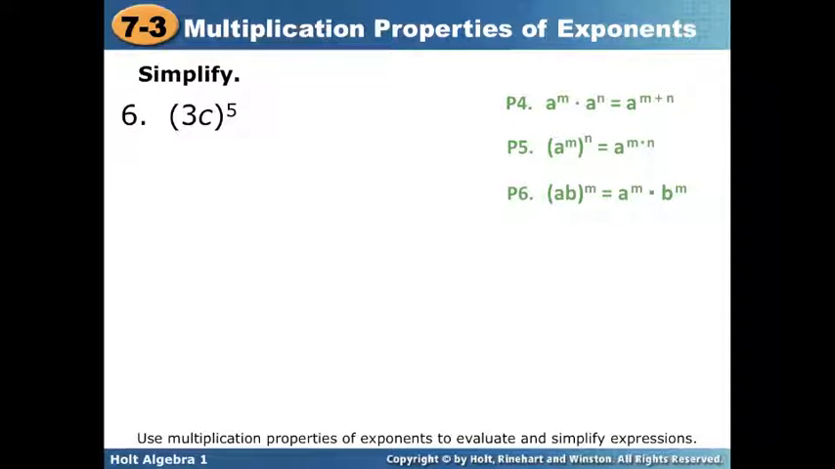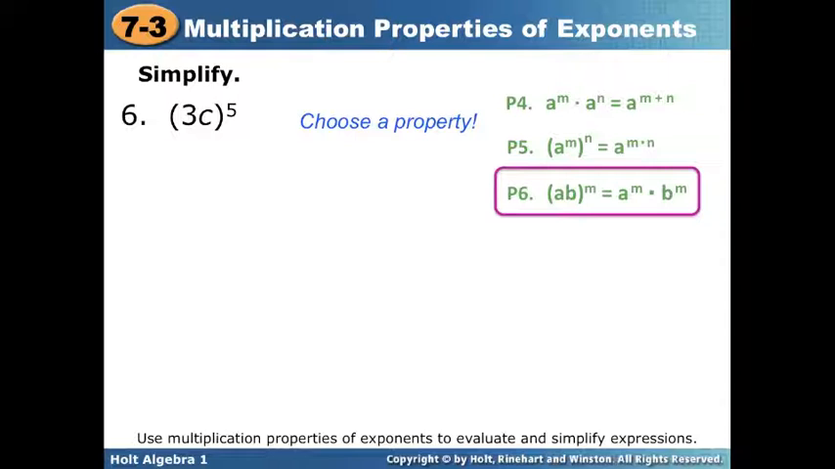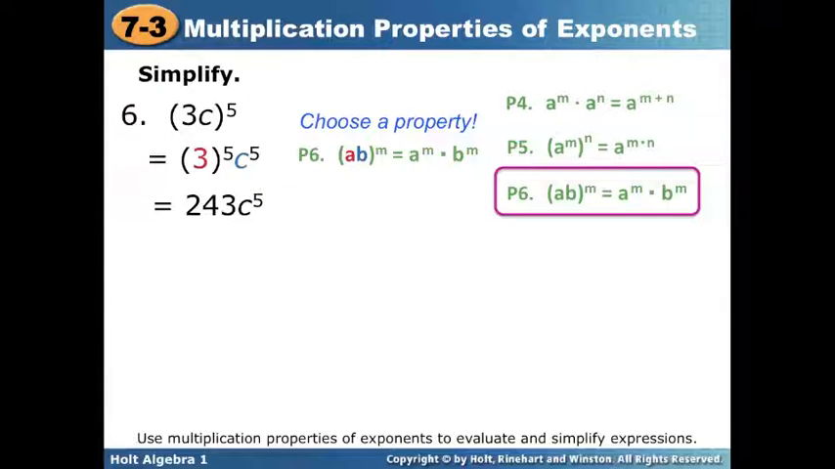Example number 6. 3c, all of that raised to the 5th power. Look at our properties and see that we are going to use property number 6. Each factor of the problem will get the 5th power. Apply that exponent to the 3 and the c. 3 to the 5th is 243. c to the 5th is our final answer.